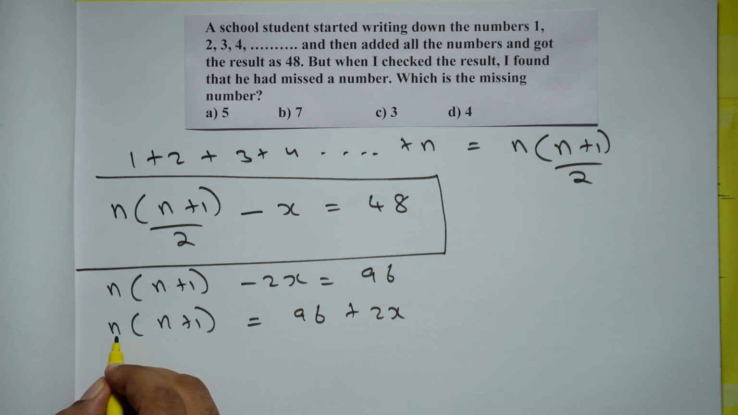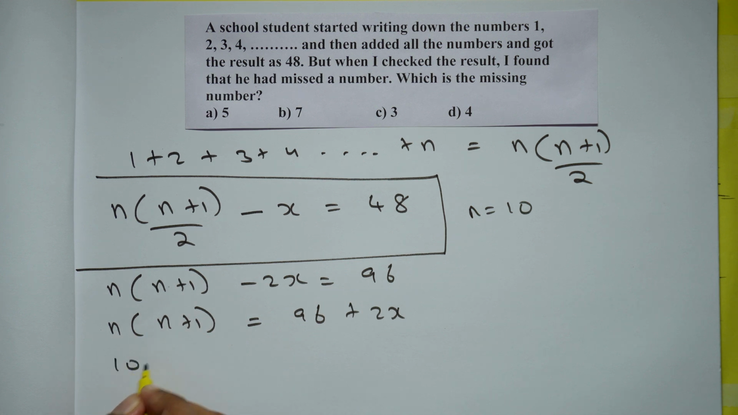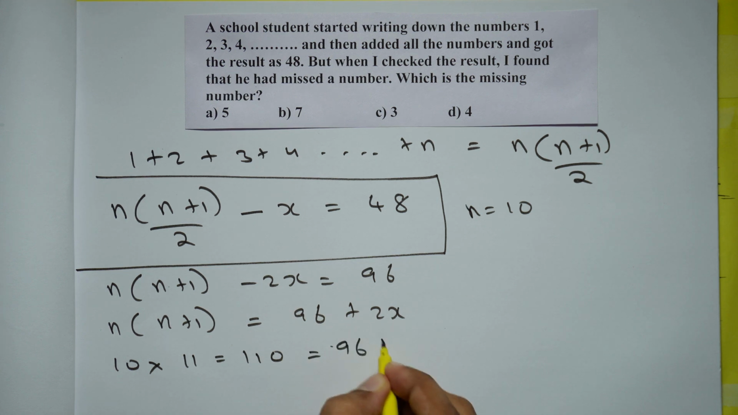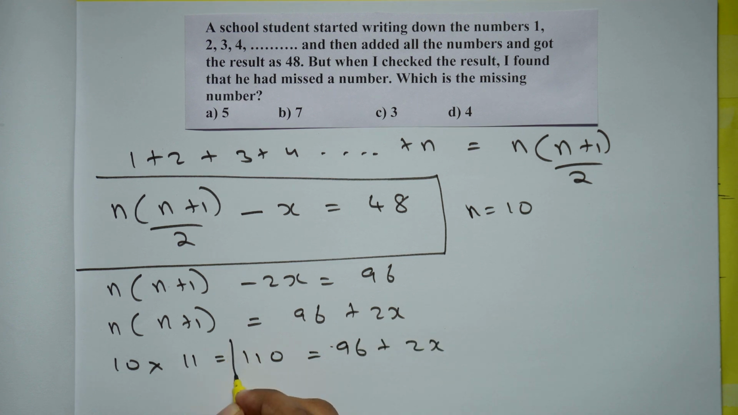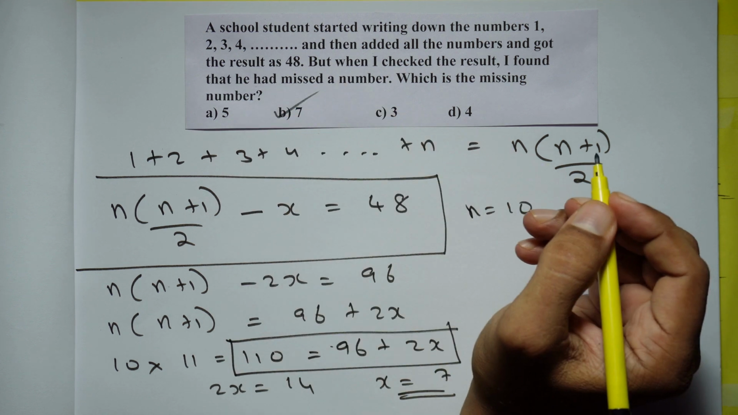So n into n plus 1 has to be just greater than 96. Now if you consider n is equal to 10, 10 into 11 gives you 110. That is just greater than 96. So 110 is equal to 96 plus 2x. So 2x you will get as 110 minus 96, that is 14. So 2x is 14 or x is equal to 7. So the number that he missed, x is equal to 7, option B, 7.